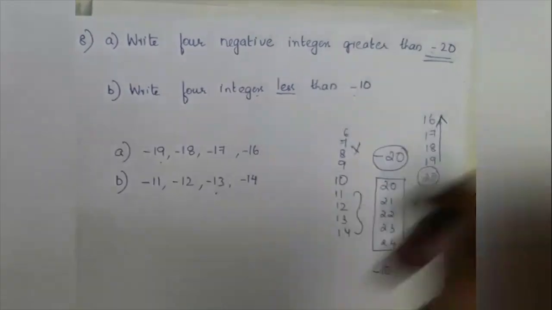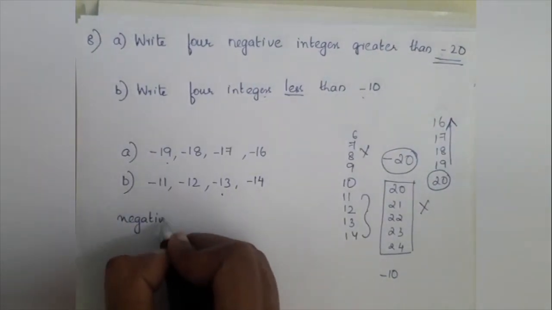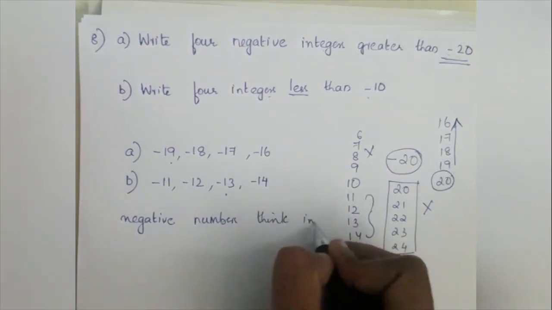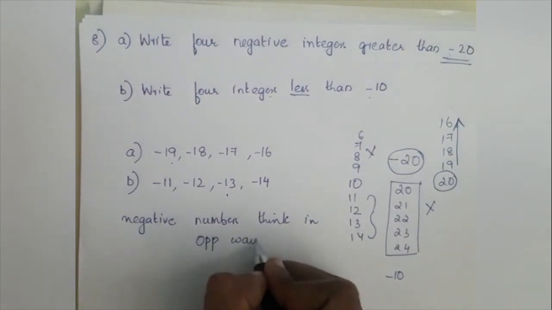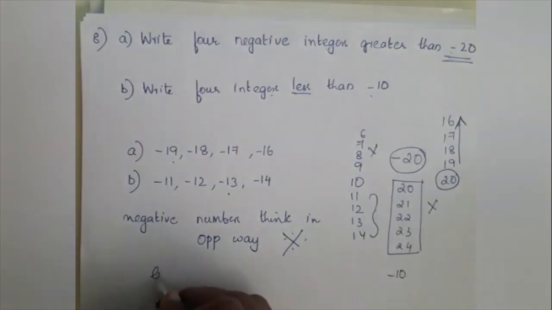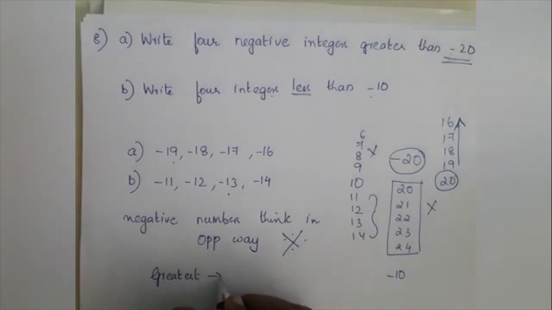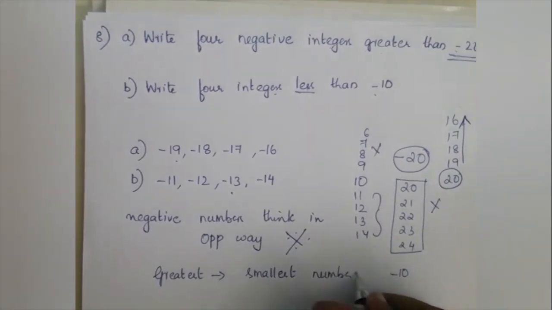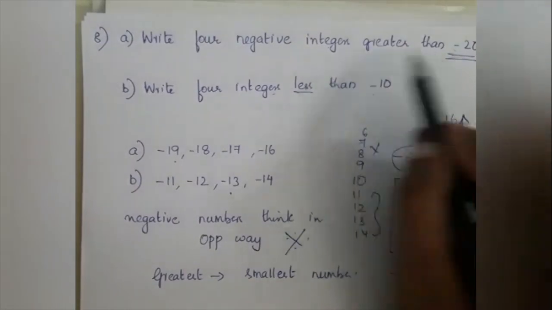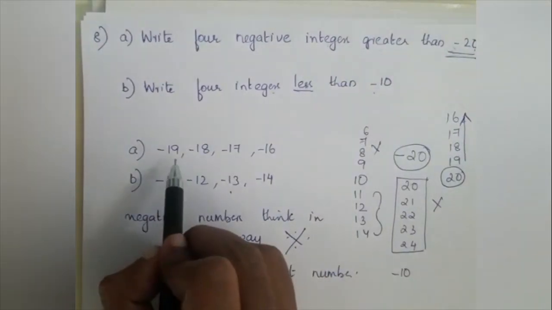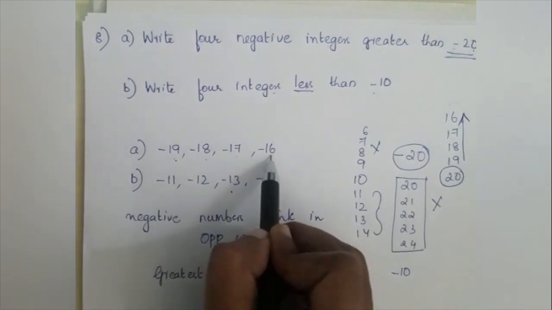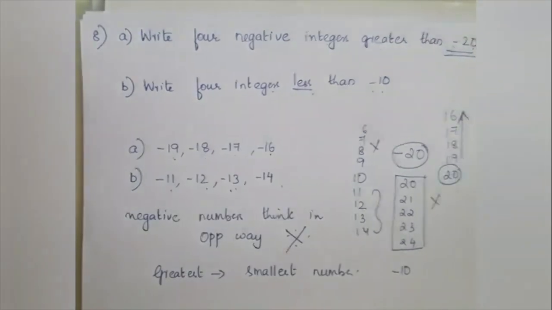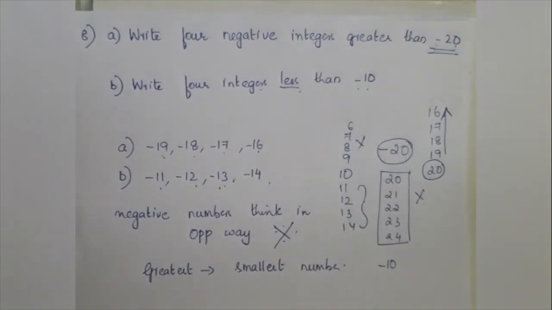Always think it in the opposite way in the case of negative numbers. Okay, keep this in mind, always important. If you are asked to write the greatest number, you have to write the smallest number. That is why for 4 integers greater than minus 20, you have written minus 19, minus 18, minus 17, minus 16. Less than minus 10, you have written minus 11, minus 12, minus 13, minus 14. Always keep that in mind, don't make mistakes.